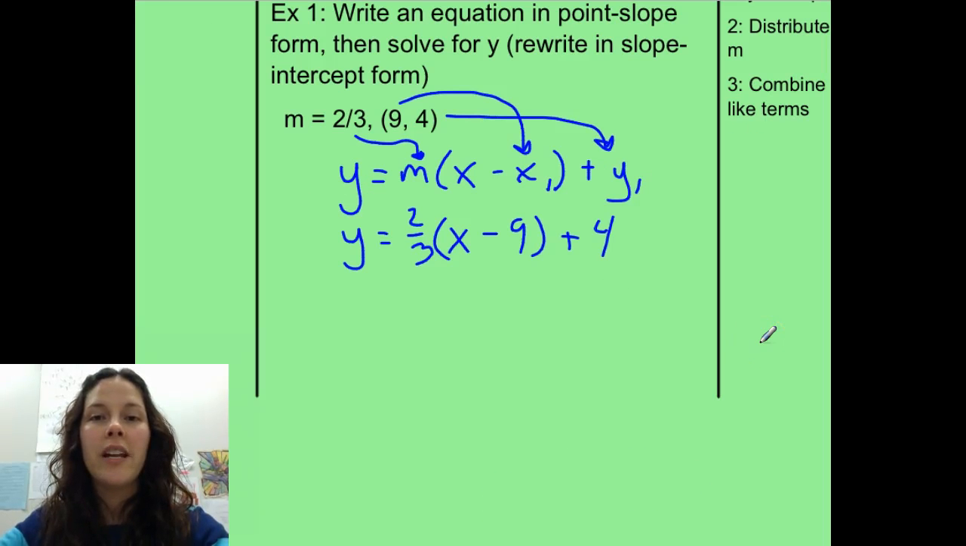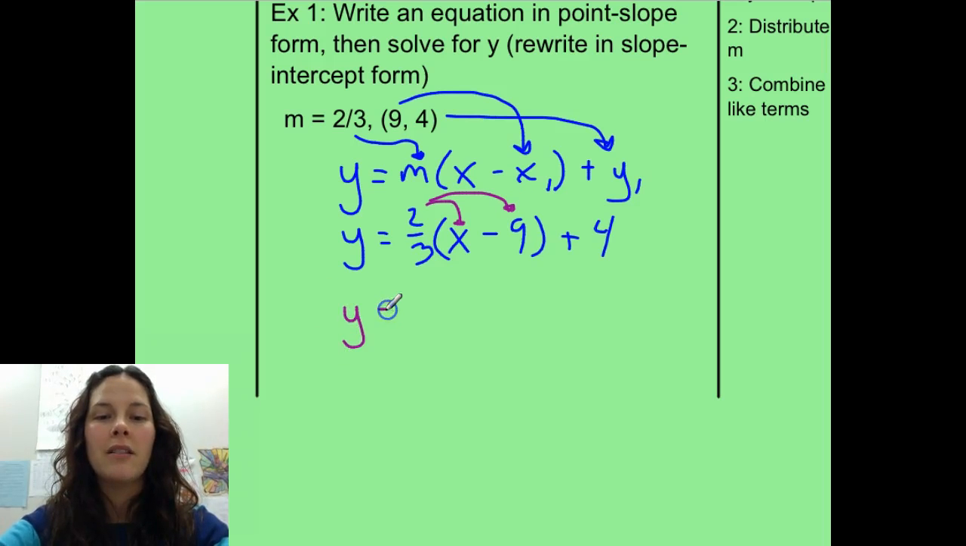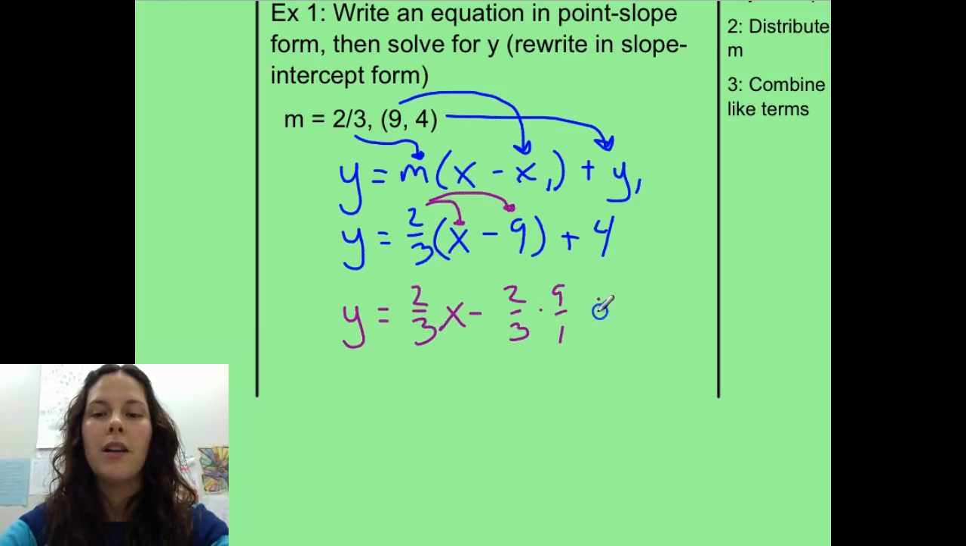So when we rewrite an equation in slope-intercept form, looking at the right-hand column, step 2 says the first thing we do is distribute that slope. Make sure you only distribute it to the pieces inside the parentheses. What's outside the parentheses is not being multiplied by our slope. So we get y equals 2/3 x minus 2/3 times, and I'm going to put the 9 over 1 because I know a lot of you like to see a fraction times a fraction. You have an easier time working with those numbers.